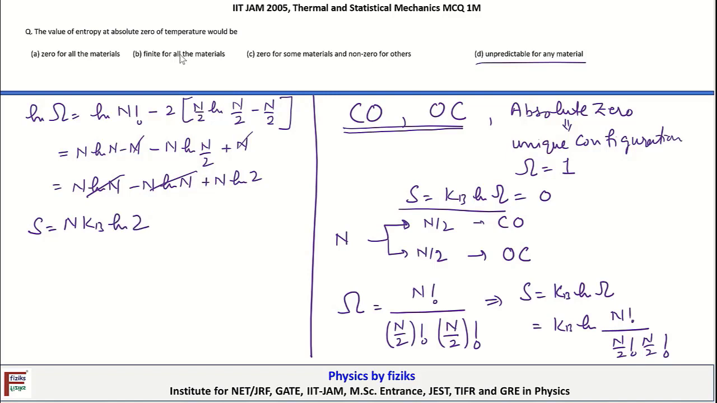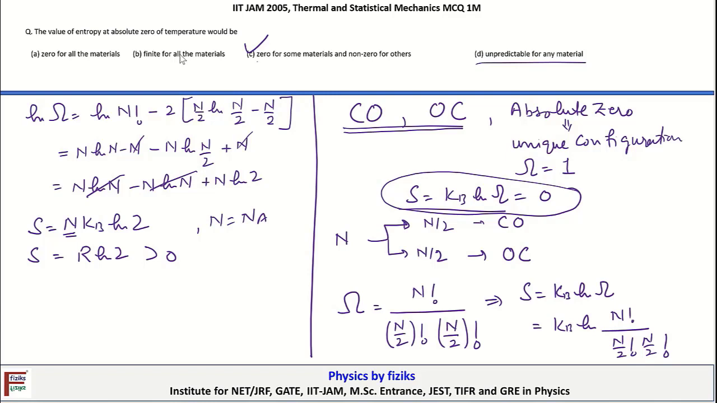Okay, so if we assume that n is equal to the Avogadro number, if we calculate the entropy per mole of carbon monoxide, then this n will be equal to Avogadro number of molecules. So that is equal to R ln 2, which is greater than 0. So therefore here what we conclude is that for most of the substances the entropy at absolute 0 is 0, for some materials and non-zero for others. The example that gives a non-zero entropy at absolute 0 is carbon monoxide. So option C is correct here.